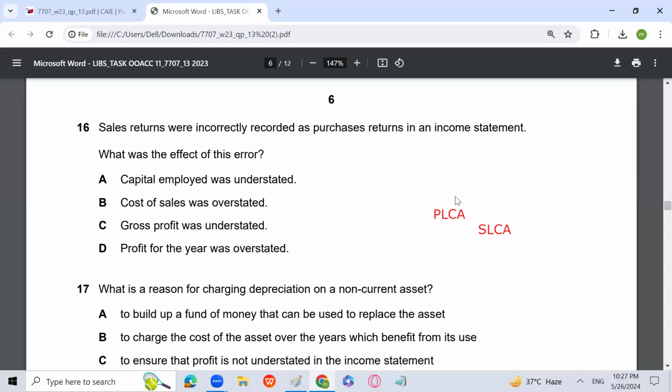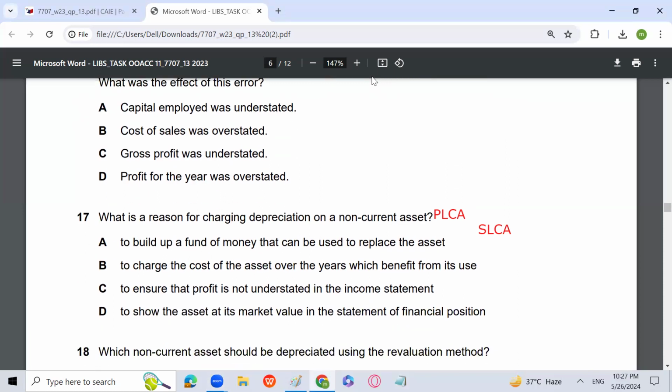will be overstated. So the answer is going to be D because the other answers are incorrect. It has nothing to do with capital employed. Cost of sales was understated actually, so overstated is wrong. Gross profit was overstated actually; there it is written understated. So profit for the year was overstated is the right answer, because gross profit is overstated actually.